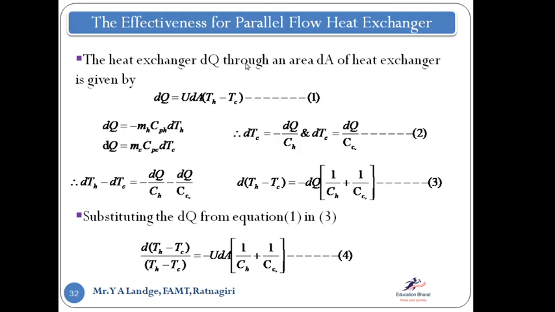So first we write the general equation, equation number 1, then we write the equations on the basis of the energy balance, dq for the hot liquid and for the cold liquid. Then we take the difference of the hot liquid temperature and the cold liquid temperature and write equation number 3. After that we put this value of dq in equation number 3, and we got equation number 4.